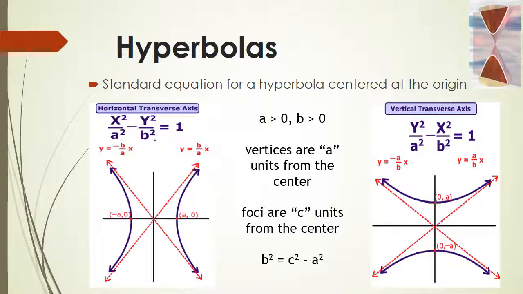If it opens left, right, it's y equals negative b over a, or y equals b over a, actually it's both. If it opens up, down, you just flip that upside down. It's y equals negative a over b, or y equals a over b. Now, an easy way to remember it, it's always what's under the y, the square root of that, over what's under the x, the square root of that. So for the horizontal, it's b over a. For the vertical, it's a over b.